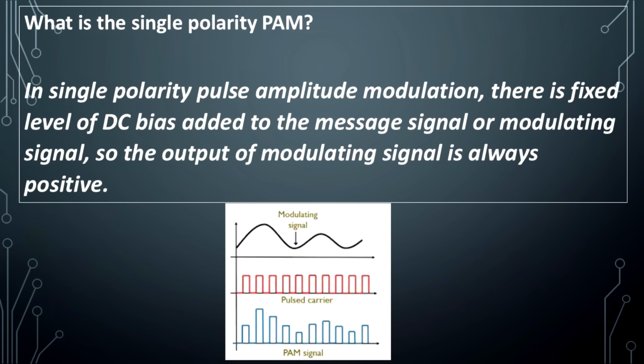What is the single polarity PAM? In single polarity pulse amplitude modulation, there is a fixed level of DC bias added to the message signal or modulating signal. So, the output of the modulating signal is always positive.